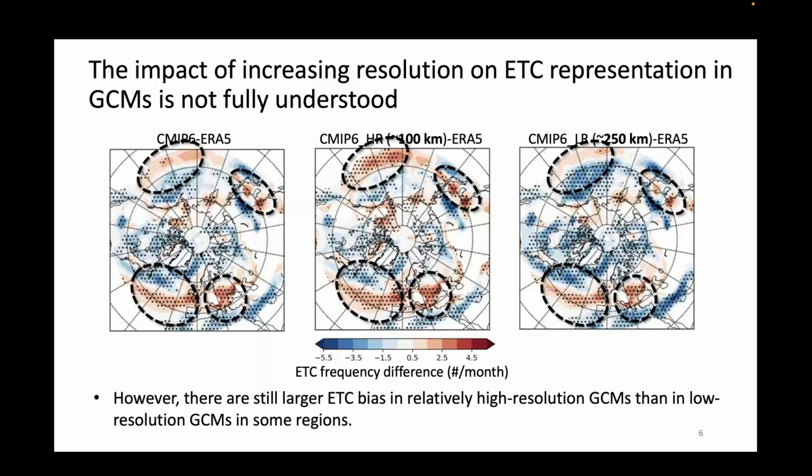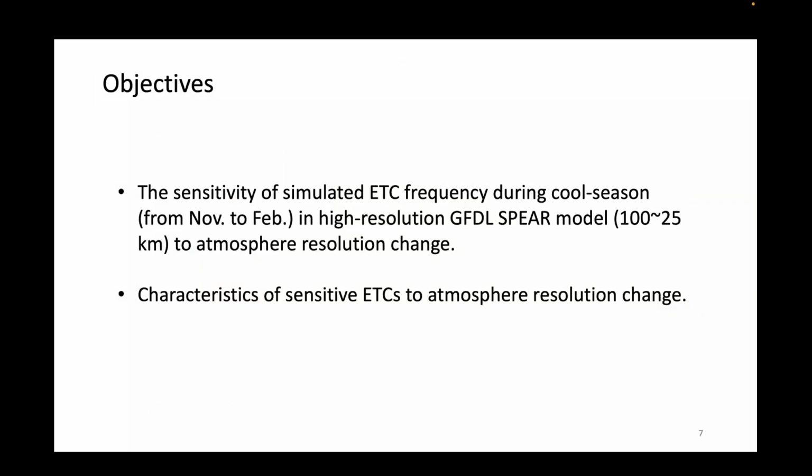Additionally, CMIP models' 100 kilometer atmosphere resolution is still too coarse for simulating cyclones. Therefore, this study aims to utilize the GFDL SPHERE models with a finer resolution from 100 kilometer to 25 kilometer for investigating how the characteristics of the extratropical cyclone change with increasing atmosphere resolution. We also seek to identify the characteristics of extratropical cyclones that are sensitive to resolution change.